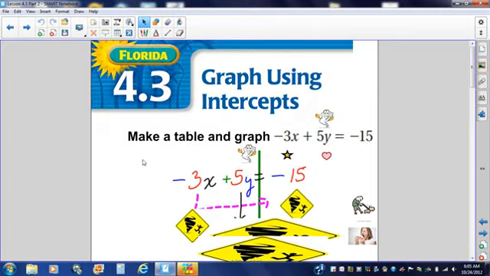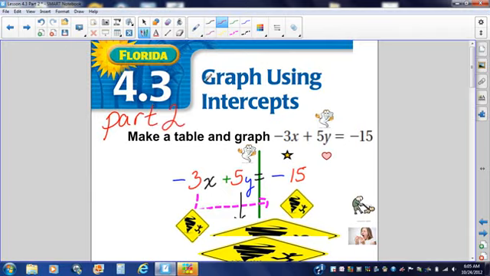Alrighty. This is going to be lesson 4.3, part 2. Graphing using intercepts. We did it the other day, but it won't hurt to review it again. If you would, please write down the equation negative 3x plus 5y equals negative 15. We're going to make a table and graph this linear equation.